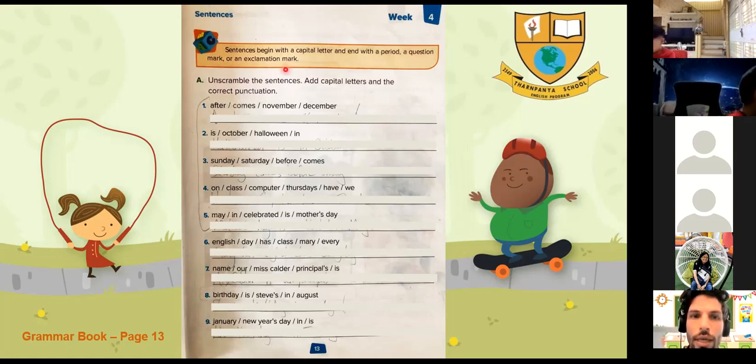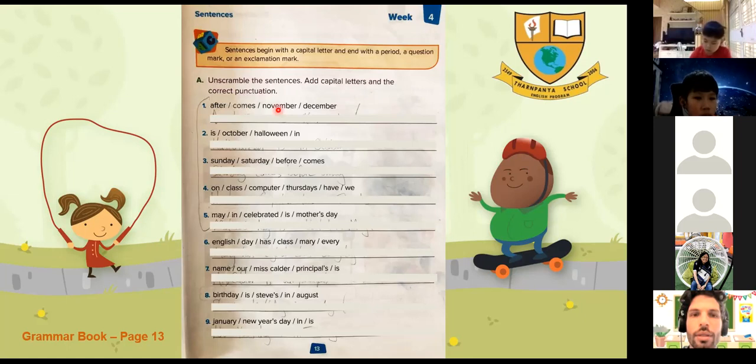So what we need to do now is to unscramble the sentence. We need to add capital letters and the correct punctuation mark at the end. Okay? So again, sentences begin with a capital letter and end with a period, a question mark, or an exclamation mark. So we use these words and apply these rules to unscramble the sentence. For the first sentence, we need to use after, comes, November, and December.